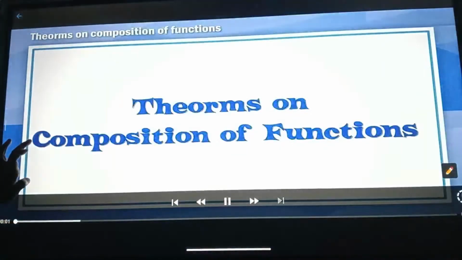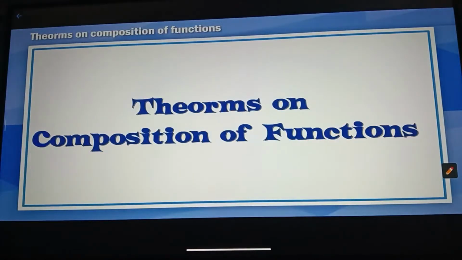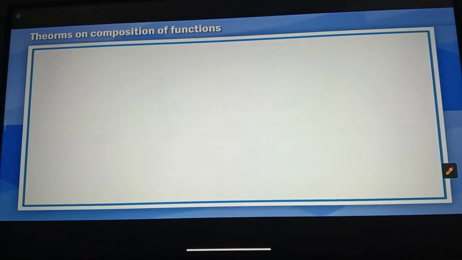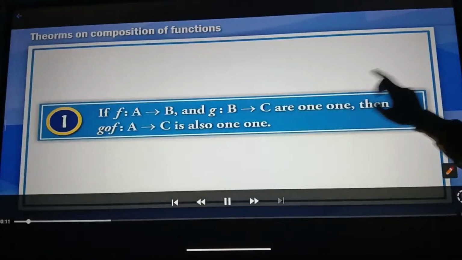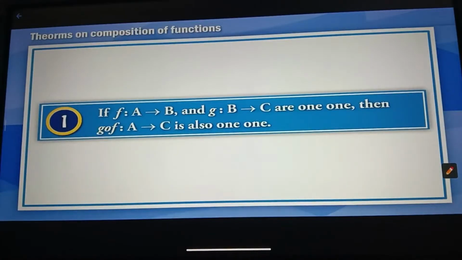In this module, we will be proving some important theorems on the composition of functions. If f is a function from A to B and g is a function from B to C, such that both are 1-1, then the composition of f and g is also 1-1.